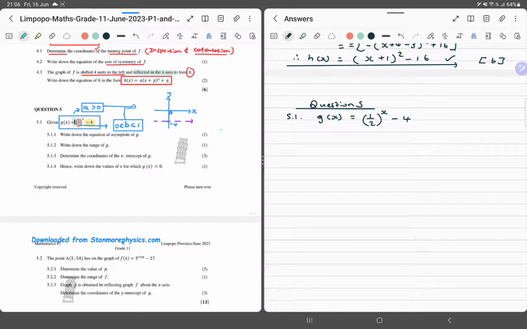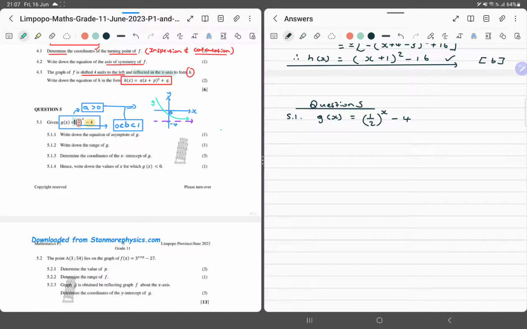When x is 0, what would be y? Okay, it's going to be 1 minus 4, which is minus 3. So it's going to be somewhere there. So this graph is a decreasing function. So our graph of g is a decreasing function because when the base is less than 1 and greater than 0, with a greater than 0, it is a decreasing function. That appears above the horizontal asymptote, which is that constant term there.